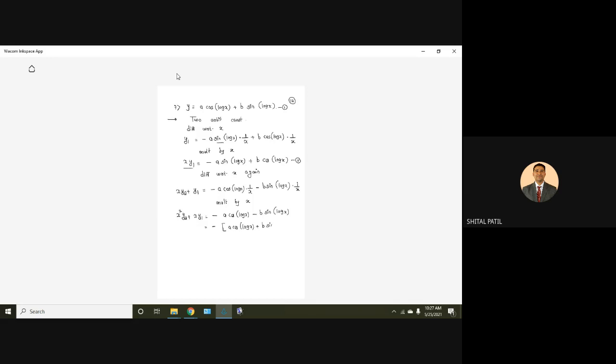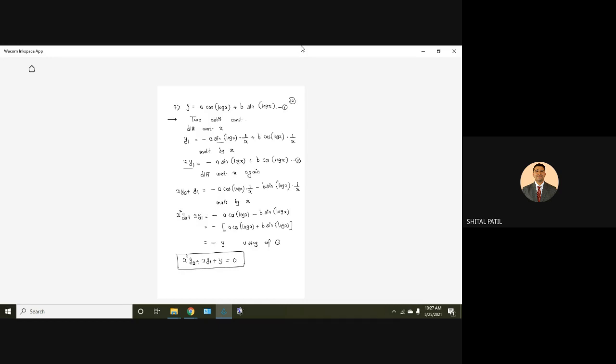Whatever I am writing, is it visible? Yes, sir. Those who are using mobile, I think you might have to zoom it. Whatever I have written in the bracket, that is y again. You can use the equation number 1 for that and mention it. So ultimately we have answer like this: x square y2 plus x y1 plus y equal to 0.